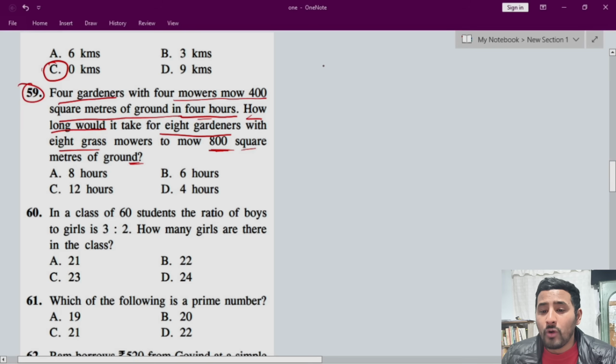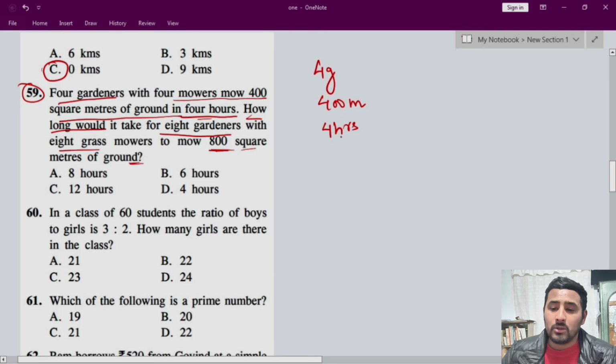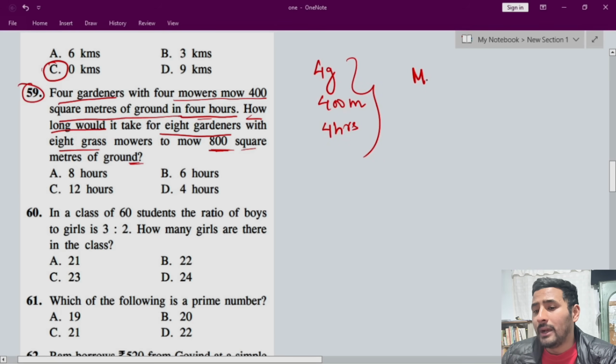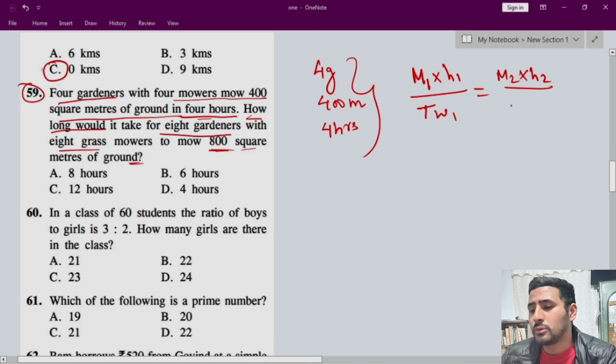There are 4 gardeners. Okay, 4 gardeners, and then 400 meters. They are mowing 400 meters in 4 hours. Remember, this type of question is like time and work. So the formula you'll use for this one, you have to remember, is M1 into H1 by total work 1 equals M2 into H2 by total work 2.